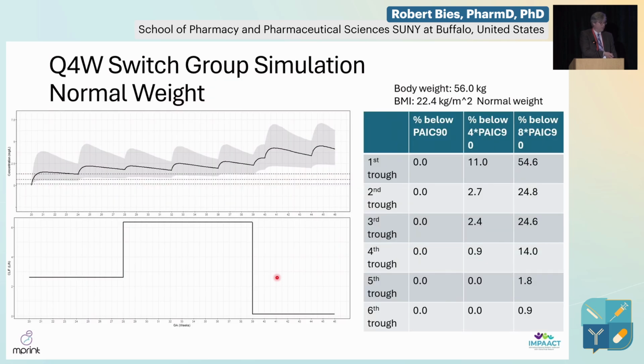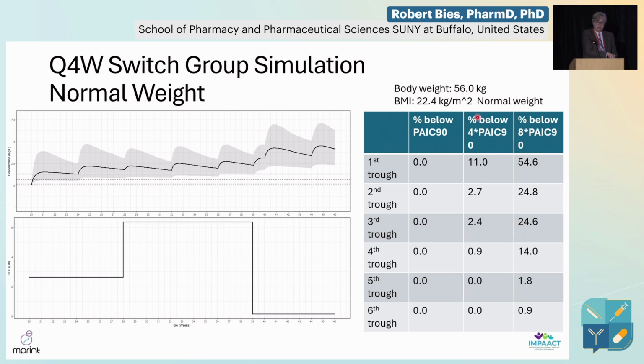And if we look at now the Q4-week switch group simulation, you can see here's the start at the beginning of the second trimester, every 4-week dosing. And you see this is the third trimester dosing, and then postpartum we are switching off those changes quite dramatically. So you see this increase. We can determine, if you could sample the entire world and the model was correct, the proportion of individuals you'd expect in each of these thresholds. So the percentage below the PAIC90 was 0 across all of these based on this prediction.